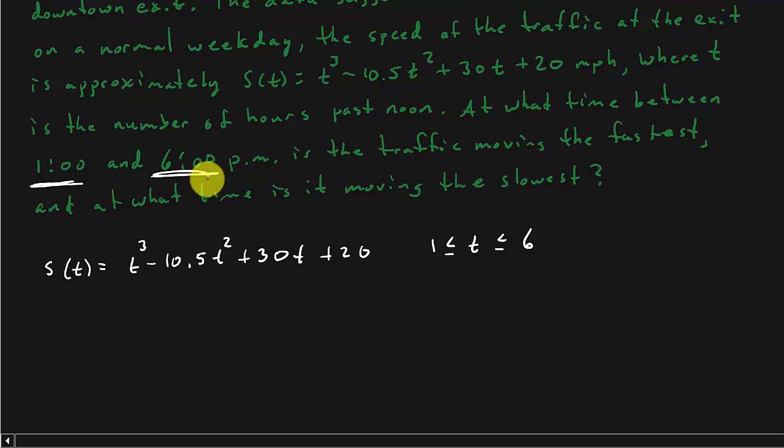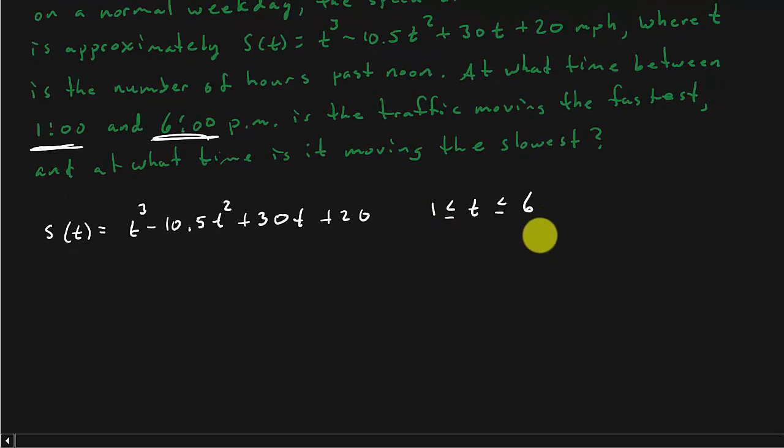Okay. So 1 o'clock is 1 hour past noon, so t would be 1, and 6 p.m. is 6 hours past noon, so t would be 6. So we're looking between 1 and 6. All right, so let's take the derivative. So we've got S prime of t is 3t squared minus 21t plus 30.